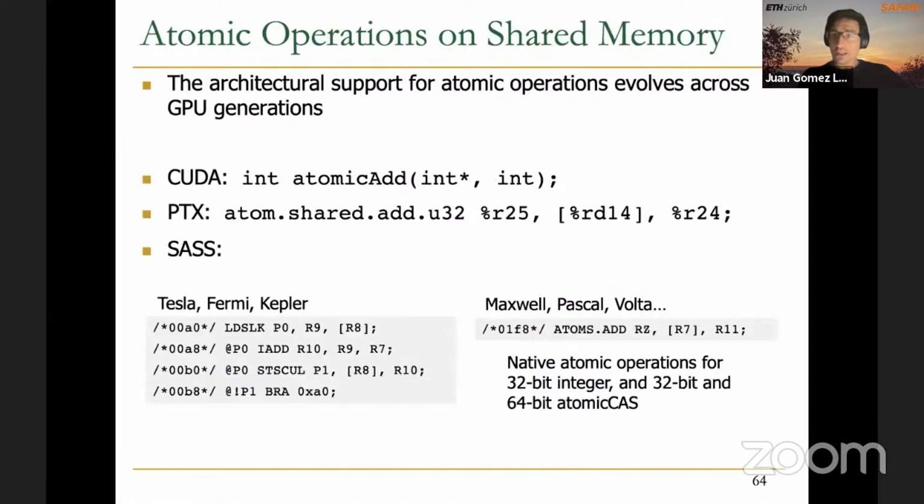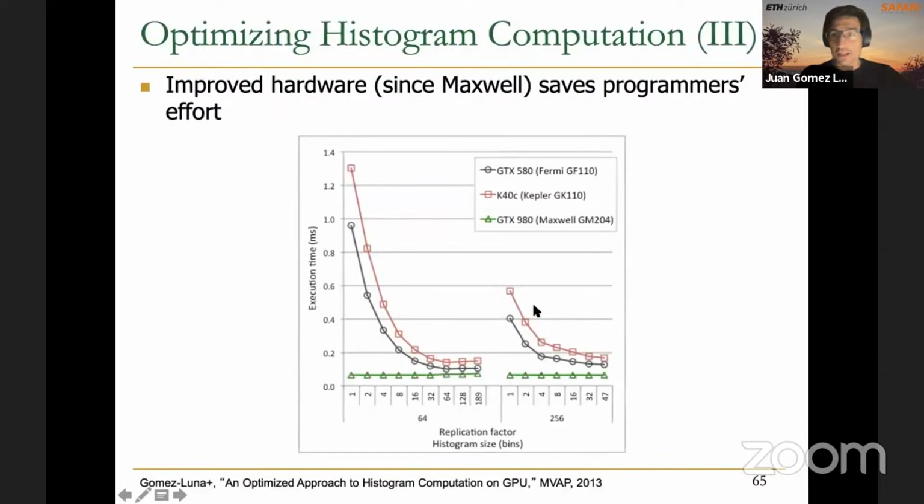But at some point, the hardware improved, the architecture improved, and we started to have native atomic operations in the Maxwell architecture. And this is the result of using this replication technique, these multiple subhistograms per thread block, when running these programs on the Maxwell architecture. As you can see, the final performance is completely flat. This is really interesting. We don't need to replicate the subhistograms. We don't need to use more than one subhistogram per thread block, because as you see, the performance remains completely flat.